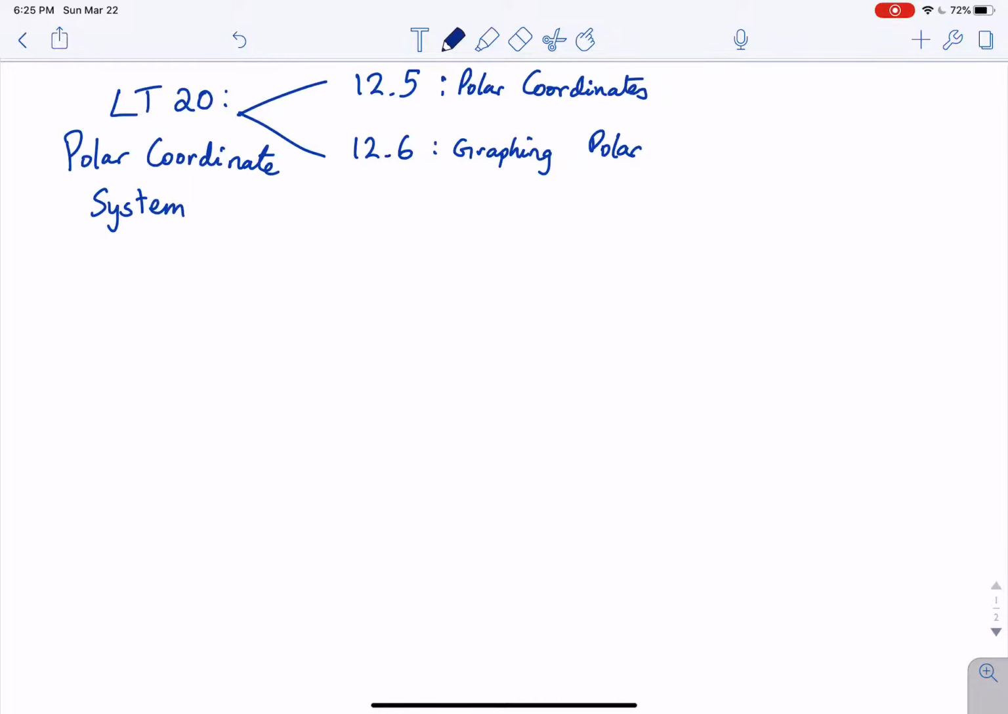So this video, we're going to focus on 12.5 polar coordinates, and you'll have a second video to watch that will be about graphing polar. So for this week, what I want you to do is look at these two videos, and then there's also a Desmos activity that will help you solidify everything. It's really important you do the Desmos activity as well, because especially 12.6 is all about graphing.